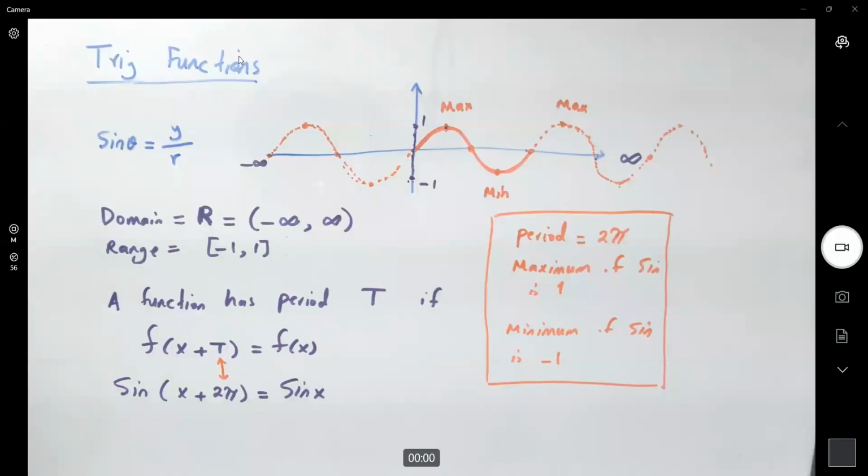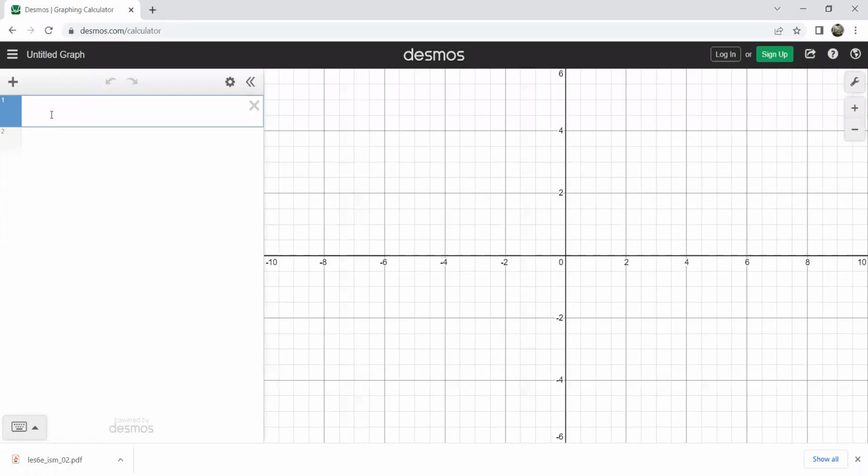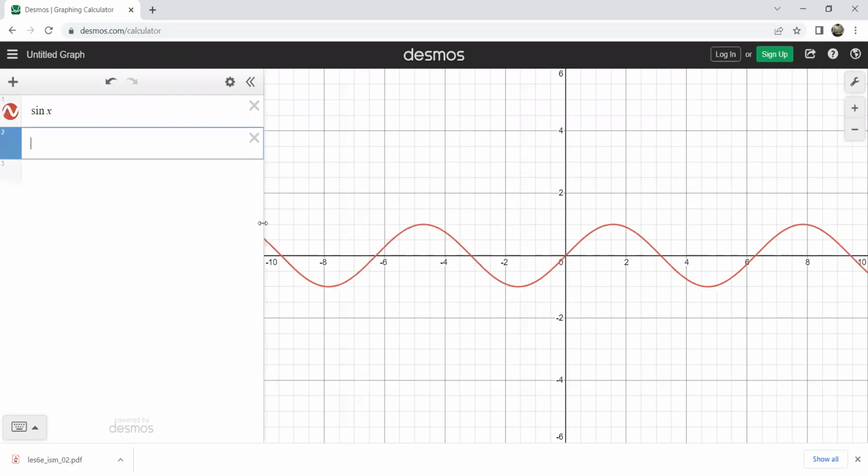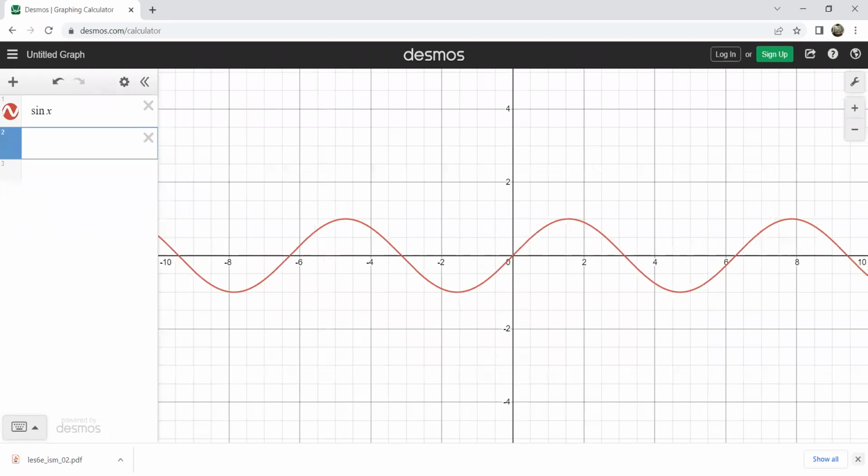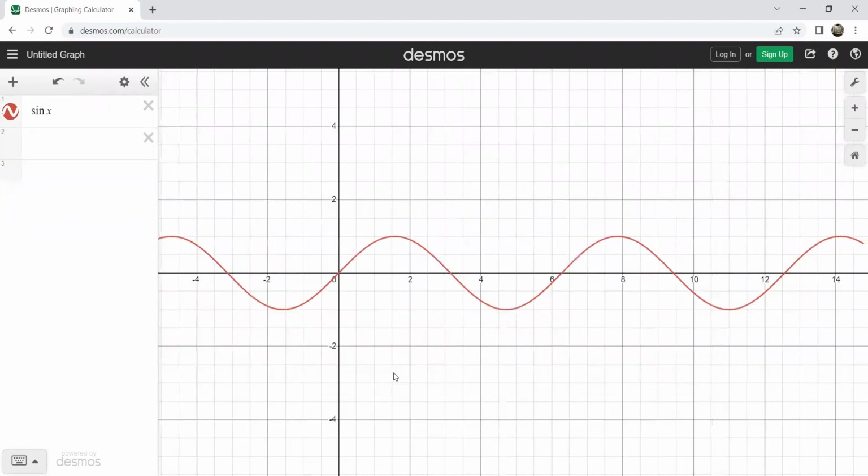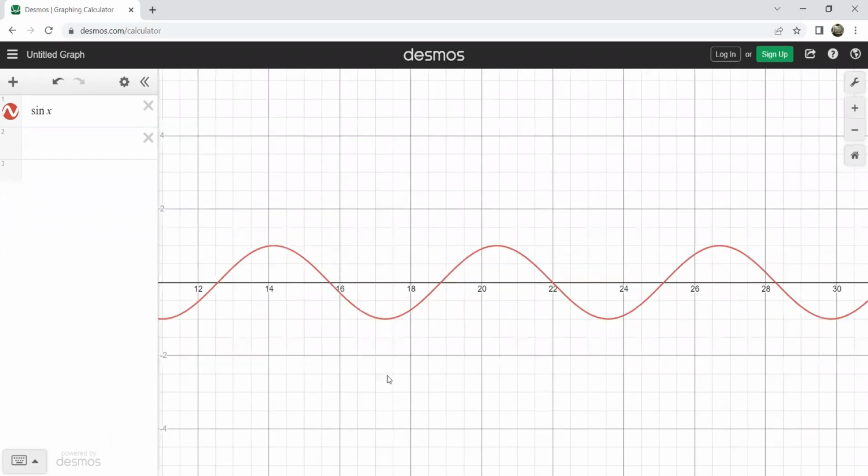Let us take a look at Desmos. I want to graph different sine functions and analyze the behavior. Suppose I want to graph sine of x. We saw this graph before. As you see, the graph continues on both sides.